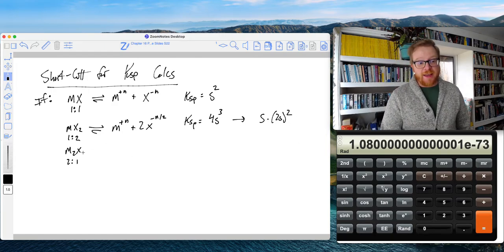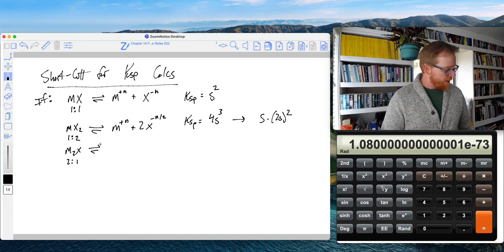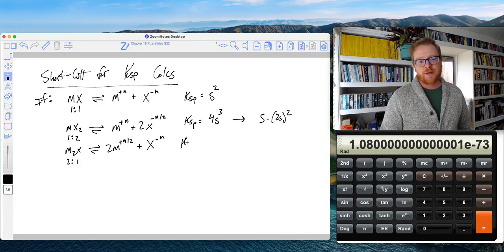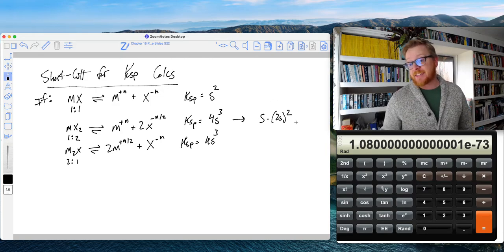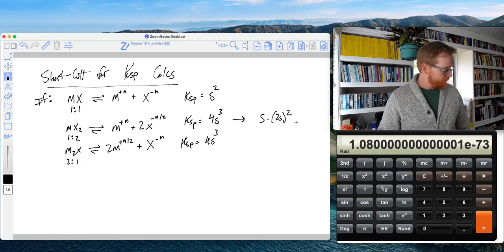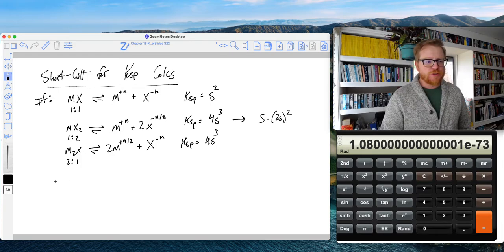And of course, if I have M2X, I could write my formula as 2M, that's plus n divided by 2, and now that's X minus n, so basically just the other way around. My KSP is still going to be 4s cubed, which comes from s times 2s all squared. Beautiful.